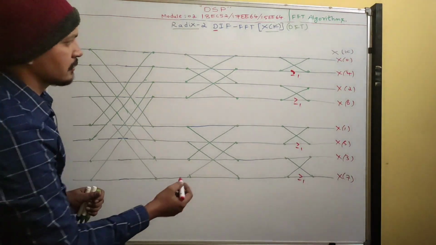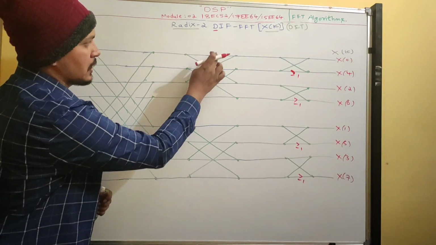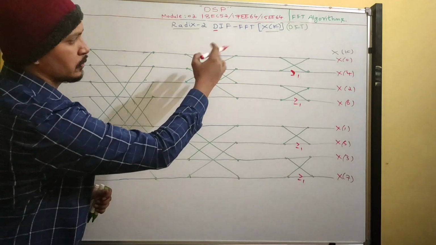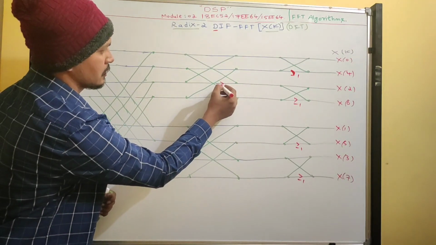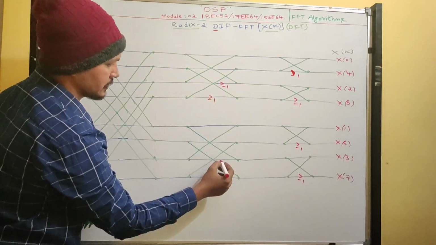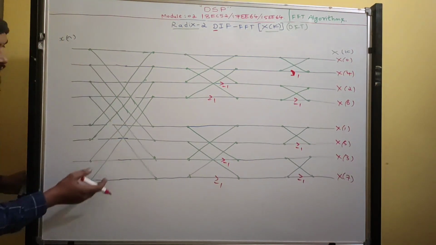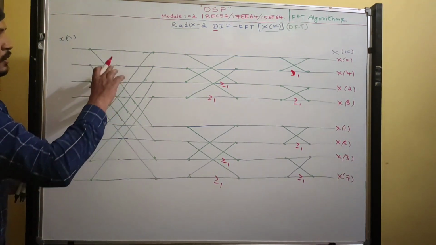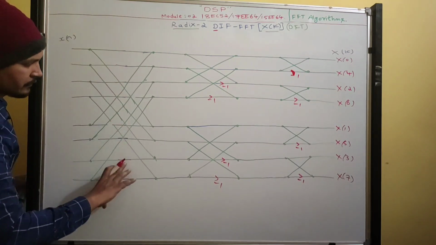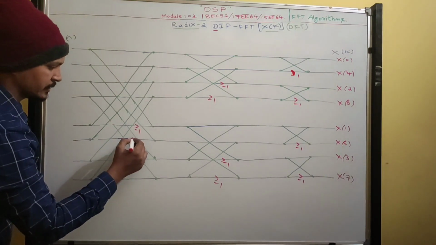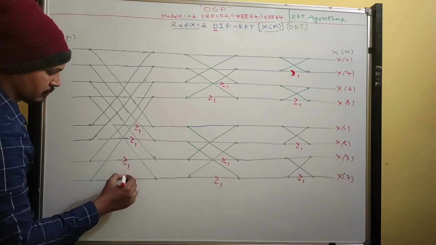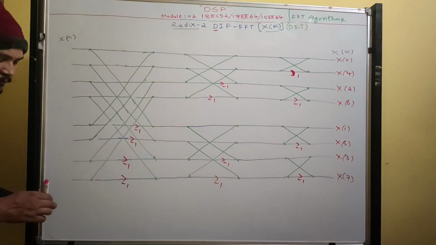Okay. Then again, in 4 point butterfly, totally how many lines? 1, 2, 3, 4 lines. Leave top 2 lines, take bottom 2 lines. For bottom 2 lines, you write minus 1, minus 1. Okay. Next, now it is 8 point butterfly. Okay. Top 4 and bottom 4. Bottom 4 you write minus 1, minus 1, minus 1, minus 1.